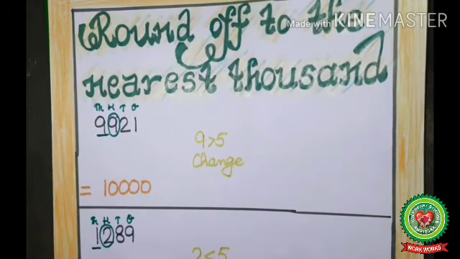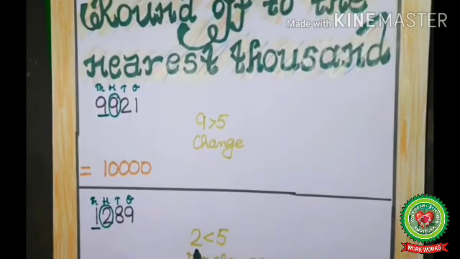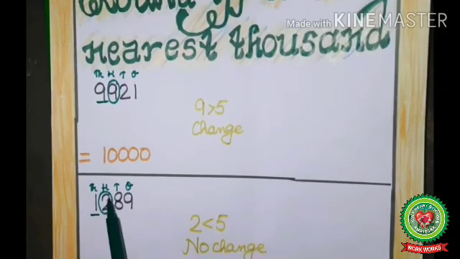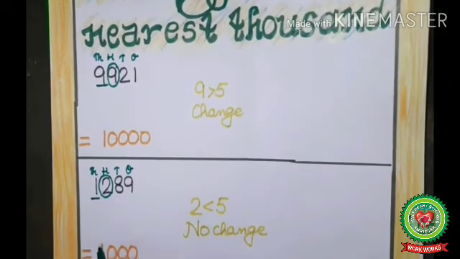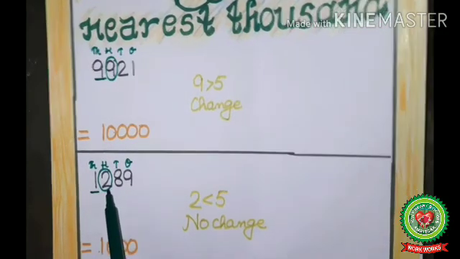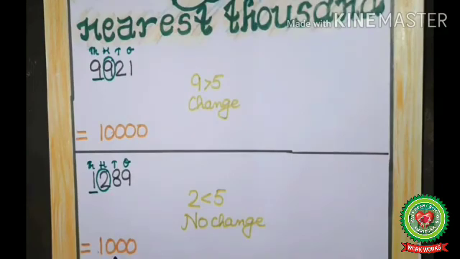Now what is the next step? Next step is compare the circled digit with 5. Here circled digit is 2. So we will compare 2 with 5. Now students, as you already know, 2 is less than 5. Less than 5 means no change. So 1 will remain 1. There will be no change in 1. And the next 3 digits will become 0, 0 and 0.